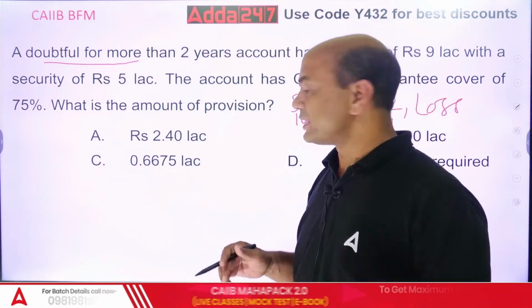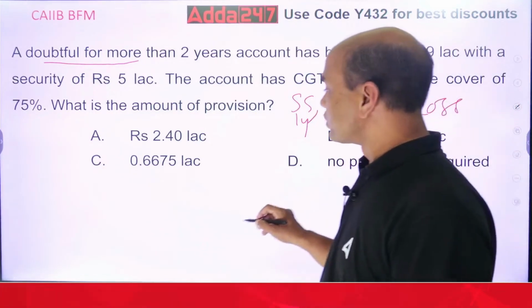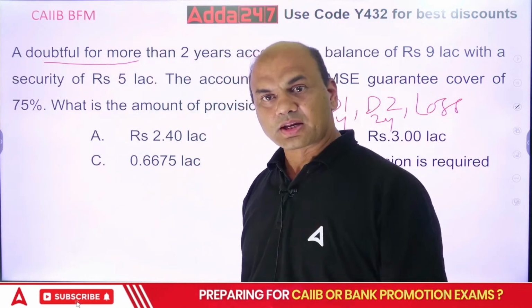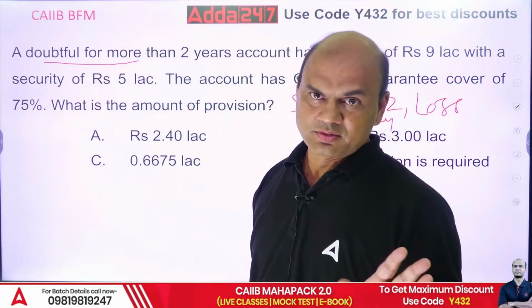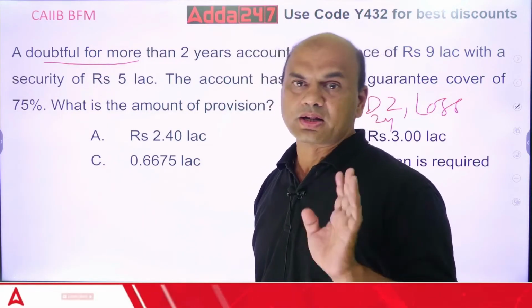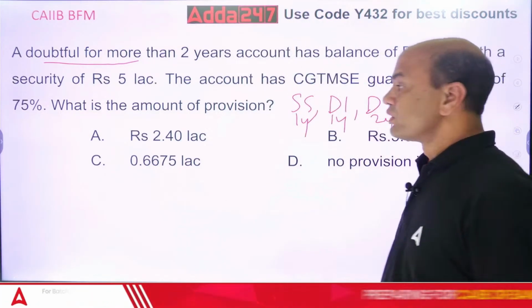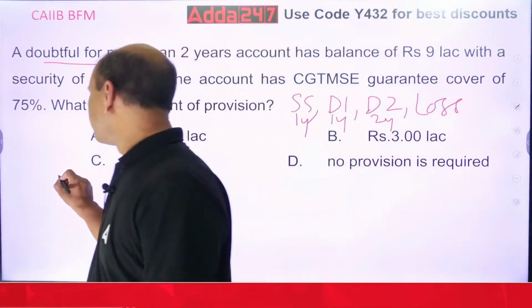So where will it be? See, total doubtful is for what? 1 year and 2 years, 3 years. So total doubtful is for 3 years. It's told it's in the doubtful category for more than 2 years. So it will be what? Doubtful 1 is gone. So it will be in the doubtful 2 category. Now, what is the provisioning for D2?